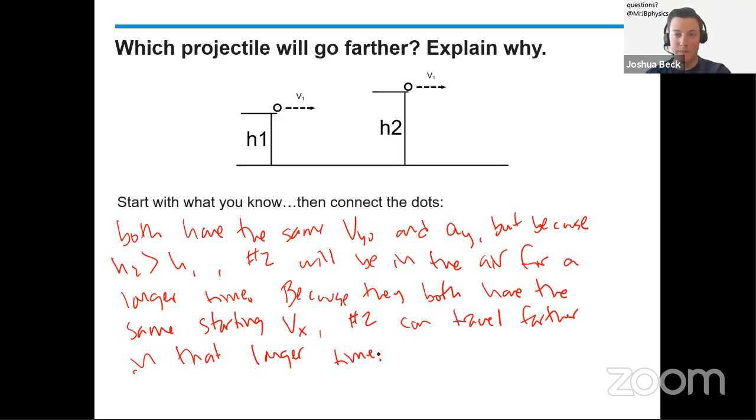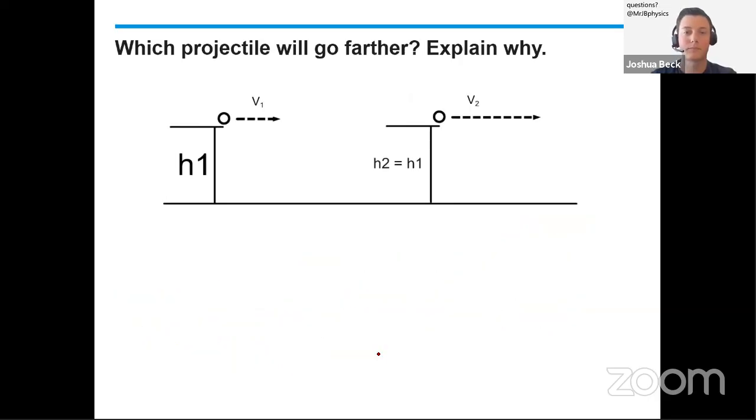to time. And then I'm using the x velocity and that time to then connect that to the range. Let's try another one. Which of these two projectiles will go further? Okay, I've got the second height here is now equal to H1. I think most of us will recognize that the second one will go further here as well, but we need to explain why. Well, we can see the difference.